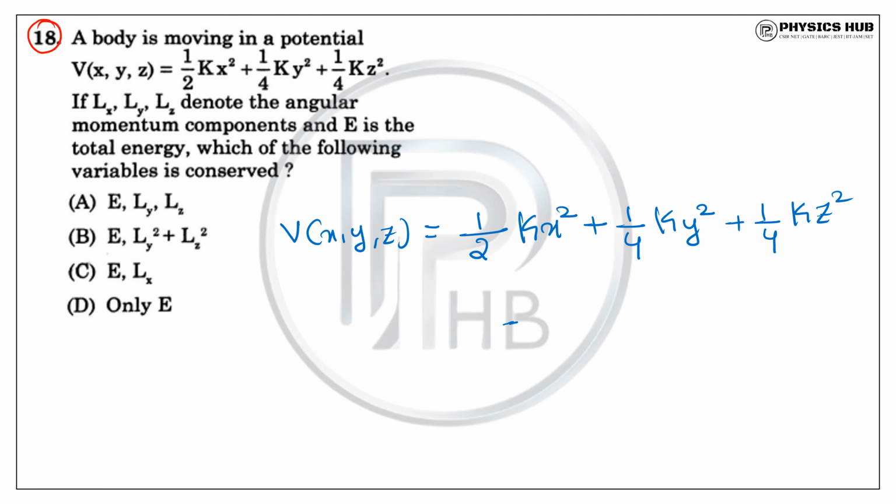Next question. A body is moving in a potential V is equal to 1 by 2 k x square plus 1 by 4 k y square plus 1 by 4 k z square. If Lx, Ly, Lz denote the angular momentum components and E is the total energy, which of the following variables is conserved?